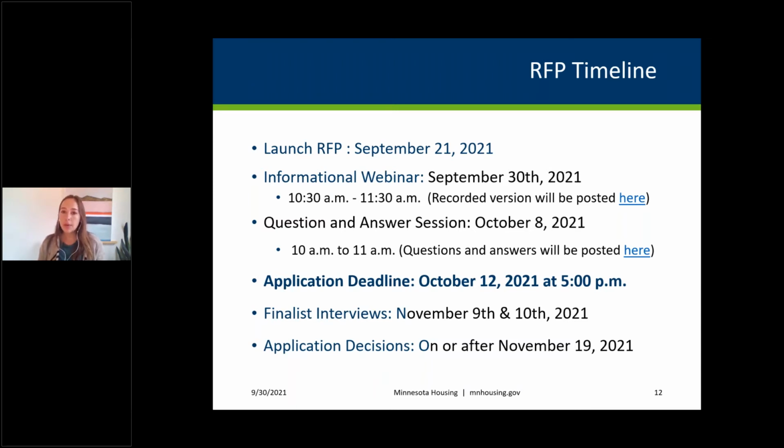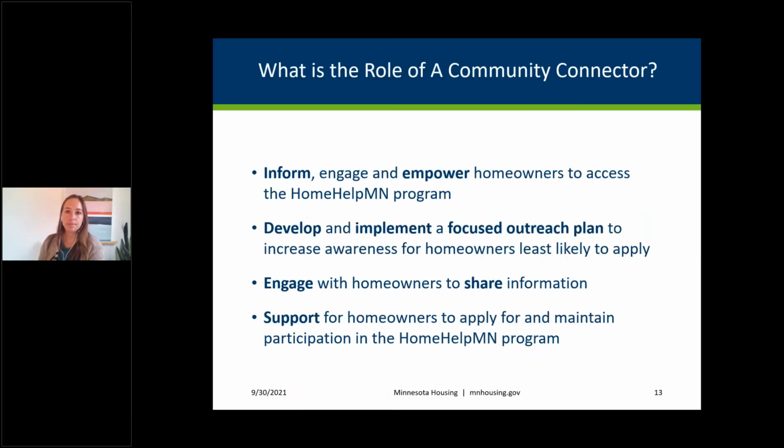There's a few unique parts to this process. We will have a stage where we select finalists, and we will interview those finalists on the 2 dates identified here, November 9th and November 10th. We will be working with applicants to let them know, A, to hold that time, and then B, if they've been selected. And then we anticipate making application decisions on or after November 19th, 2021.